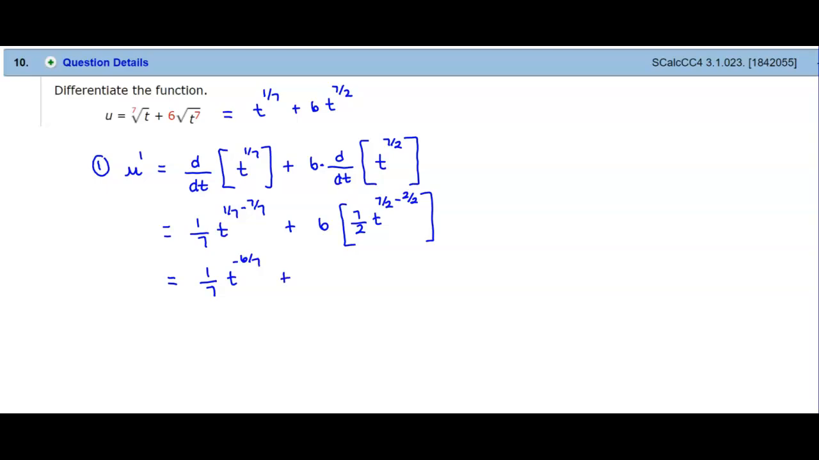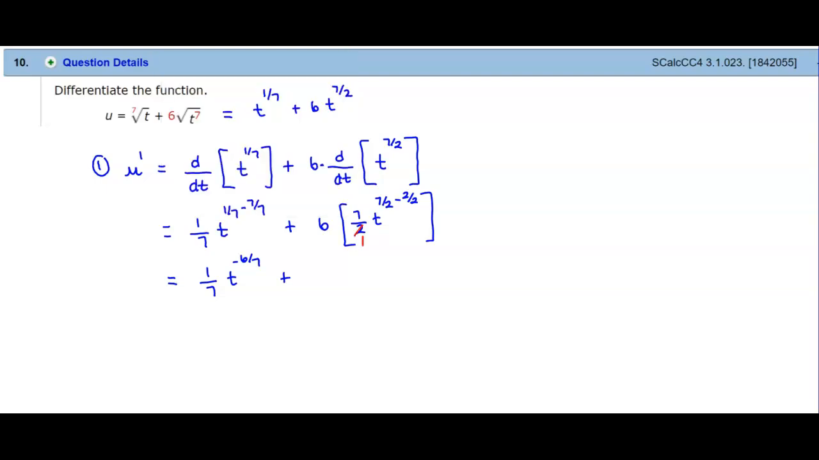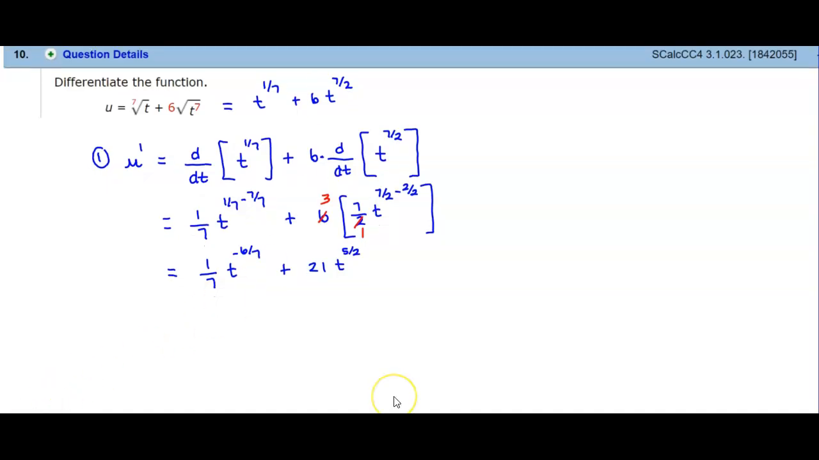plus over here we can simplify this 6 with the 2. So the 2 can go into 6 3 times. And so we know that 3 times 7 is going to give us 21. And this is going to be t to the 5 over 2. So this is going to be the derivative of this function.